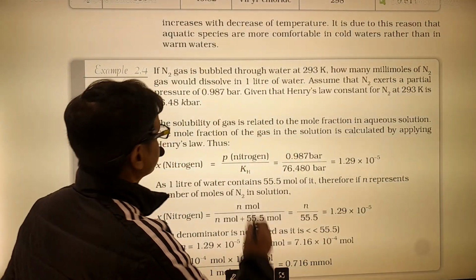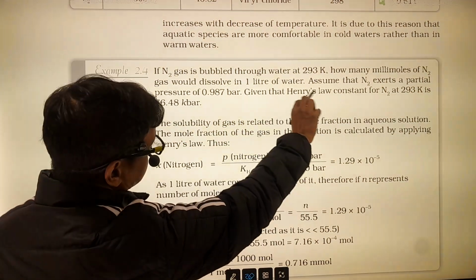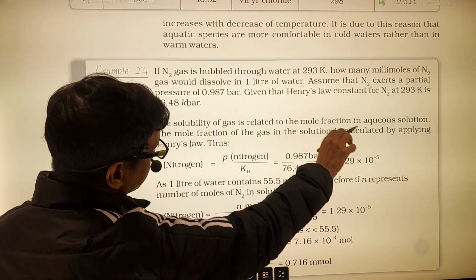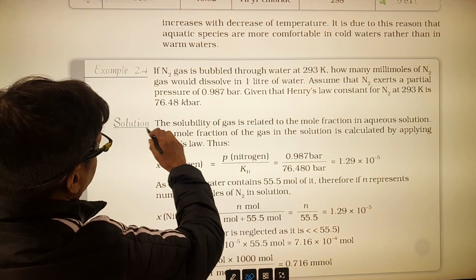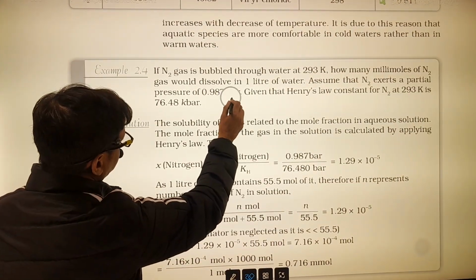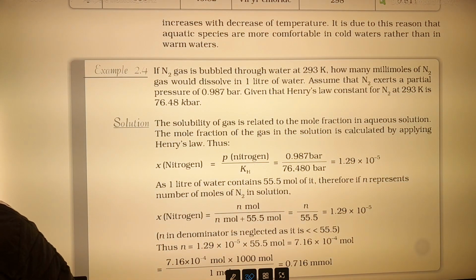Now this question: nitrogen is bubbled through water, and how many moles of nitrogen dissolve in 1 liter of water? For that, the partial pressure of nitrogen gas has been given here.